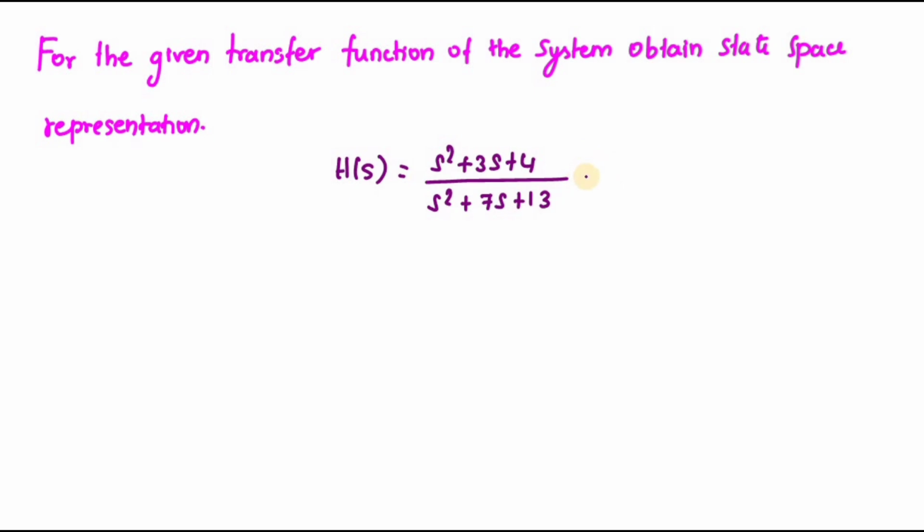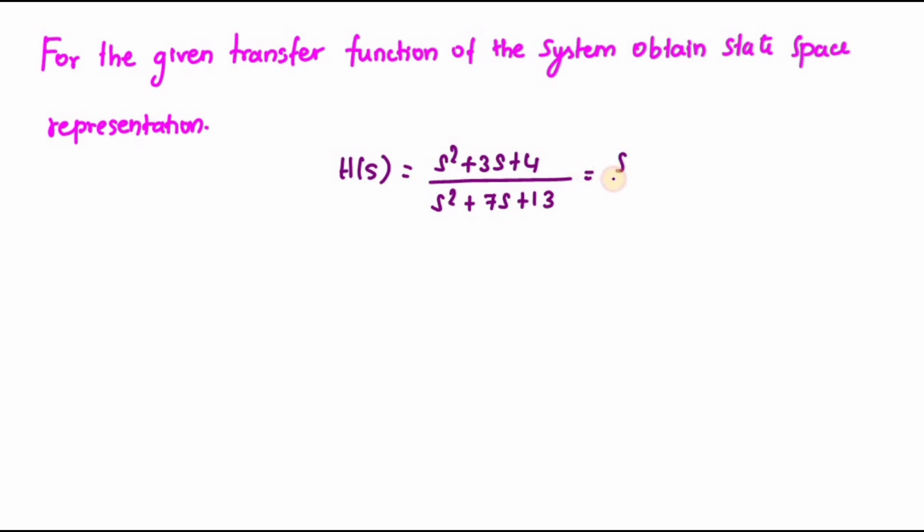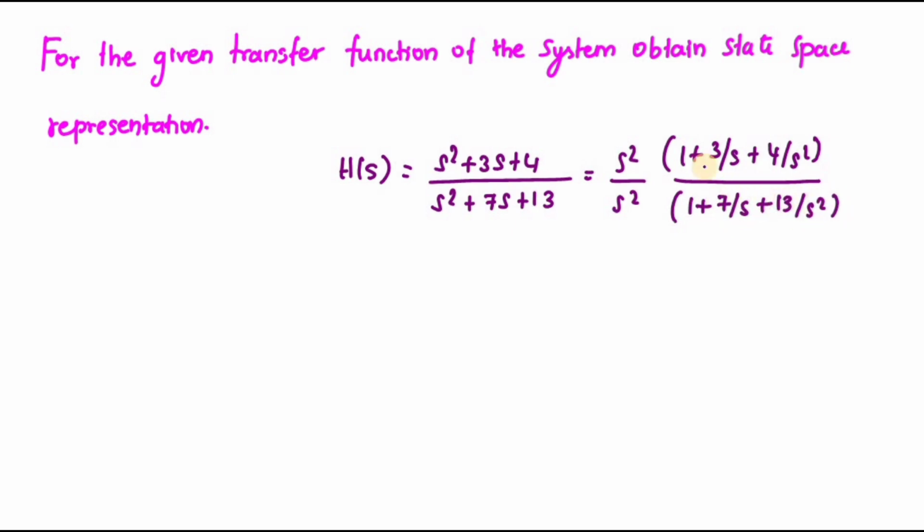For that, you can take s² common on both sides. So therefore, you will get 1 + 3/s + 4/s² in the numerator, and here you will get 1 + 7/s + 30/s² in the denominator. So this s² and the s² get cancelled out. So this is called the zeros and this is called the poles, right?